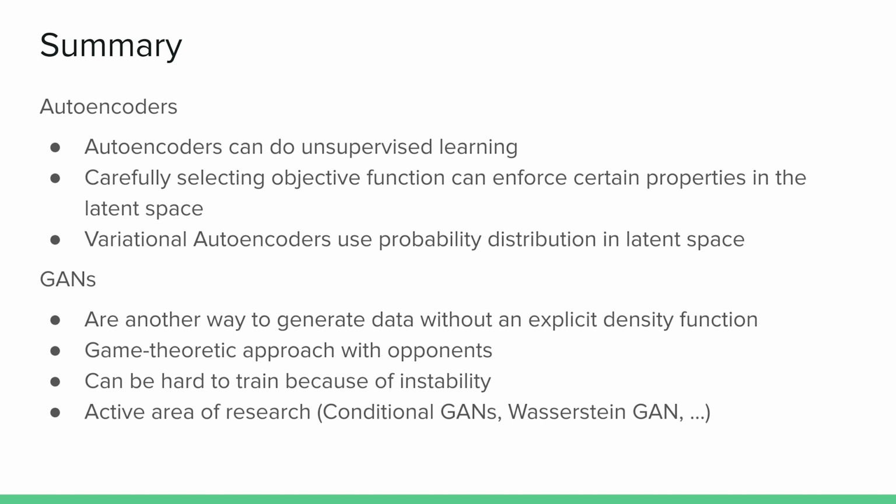Summing up our lecture today, autoencoders can do unsupervised learning, which is cool because we need less annotated data, which is always tedious to obtain, and usually it's much easier to gather a large data set that is not annotated than having to manually annotate them. And by carefully selecting the objective function, we can enforce certain properties in our latent space. So we can make it interpretable, we can make sure that the variables are disentangled, and we can use them as sliders to turn certain features up or down.